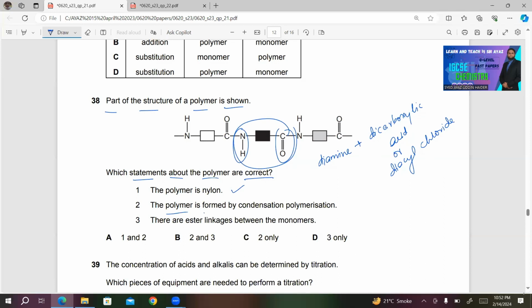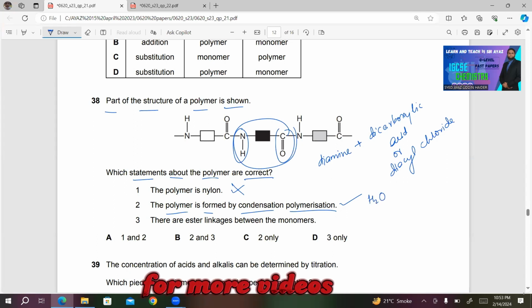Number 2, the polymer is formed by condensation polymerization. This is correct. The reason is that it is formed by condensation polymerization whenever diamine reacts with dicarboxylic acid or the other polymers of this kind. They undergo condensation polymerization. They are produced along with the release of a simple molecule like water, H2O, or hydrogen chloride. So this statement is correct.